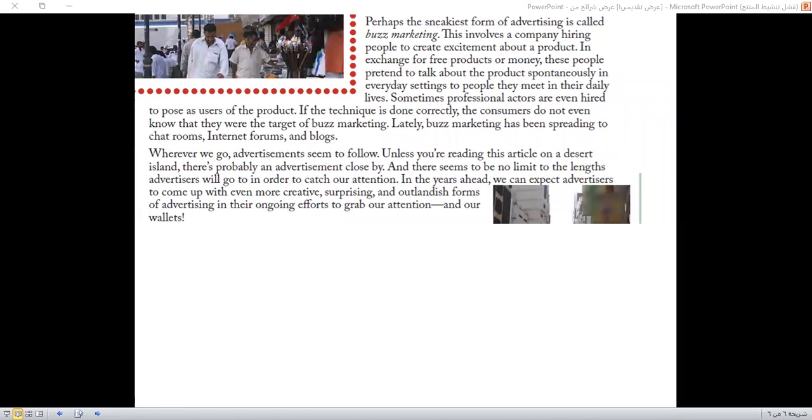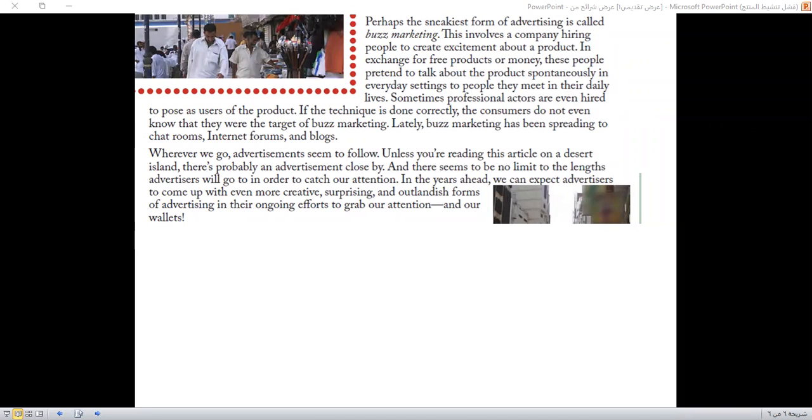Perhaps the sneakiest form of advertising is called buzz marketing. This involves a company hiring people to create excitement about a product. In exchange for free products or money, these people pretend to talk about the product spontaneously in everyday settings to people they meet in their daily lives. Sometimes professional actors are even hired to pose as users of the product. If the technique is done correctly, the consumers do not even know that they were the target of buzz marketing.